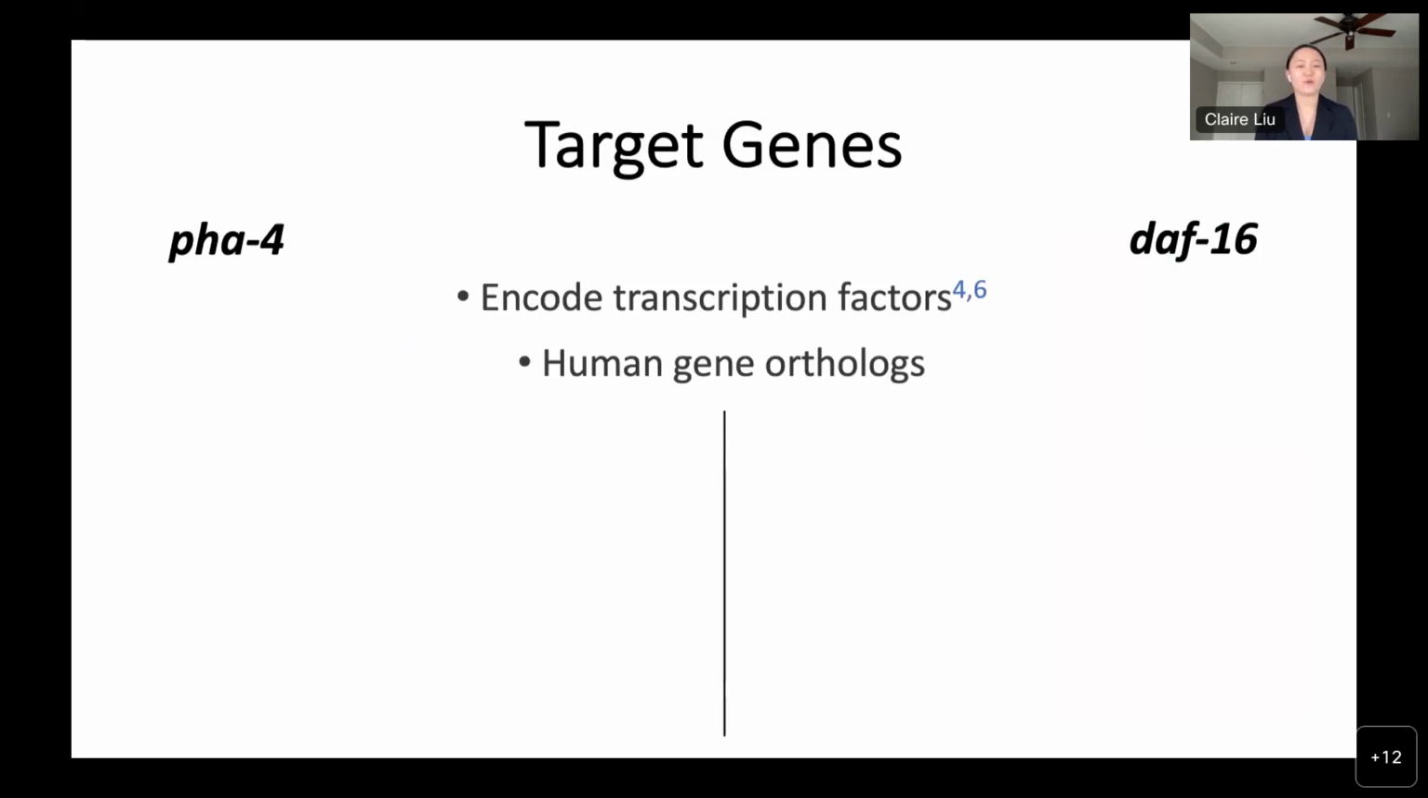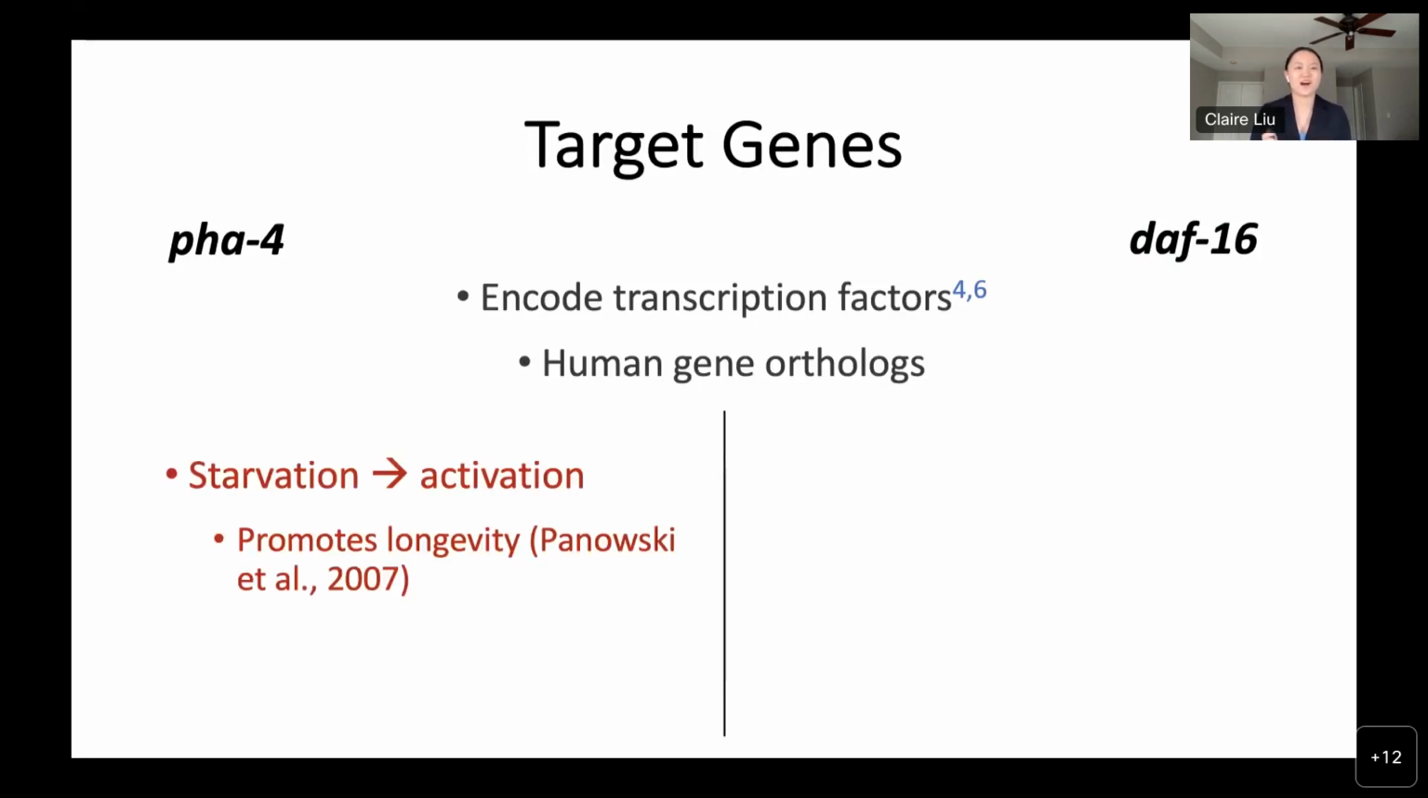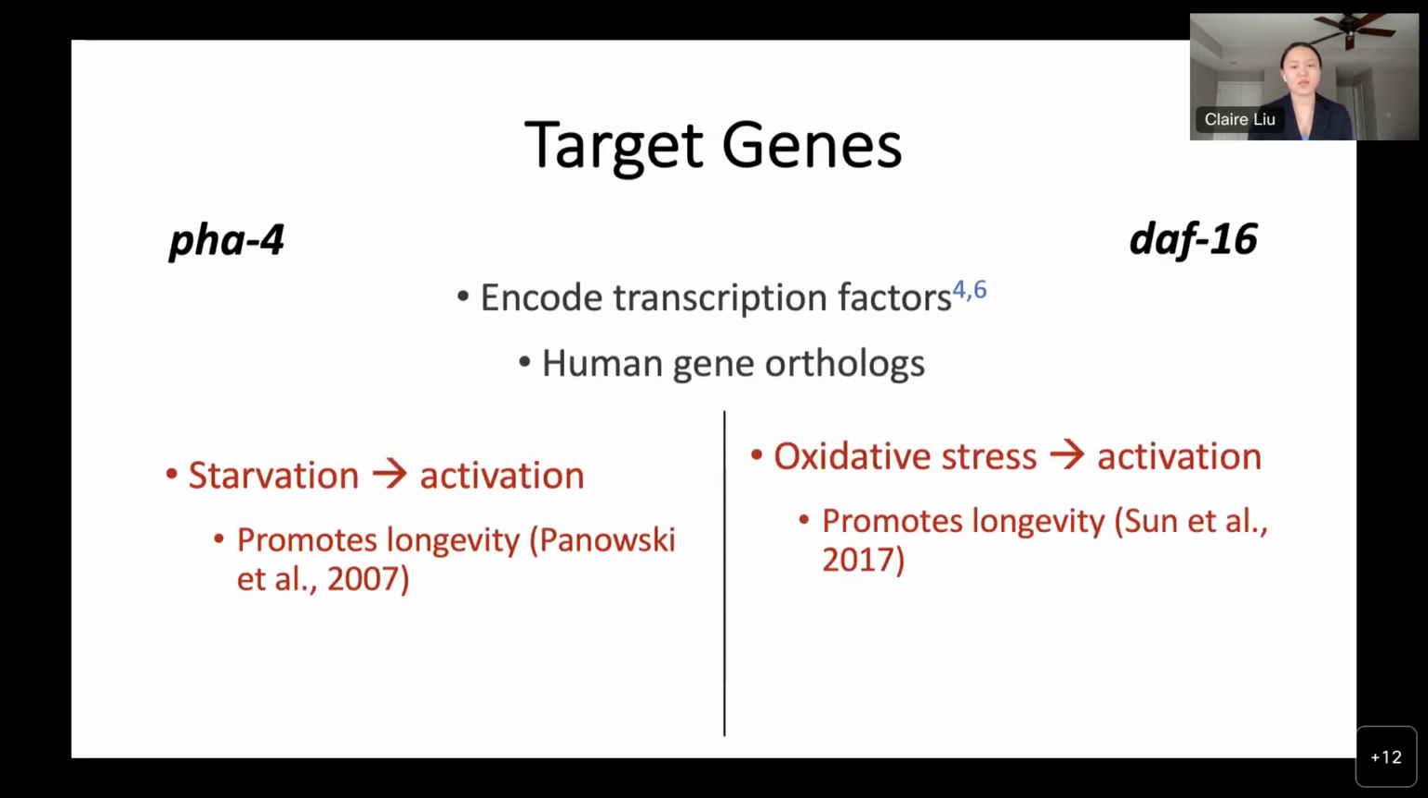So a little bit of background, both of these genes encode for transcription factors, which means that their proteins go on to regulate the activation of other genes. They're also both human gene orthologs, and that means that there are very similar versions of FA4 and DAV16 in us humans. In FA4, among its many functions, it promotes longevity, specifically under its activation in starvation in worms. Now, similarly, DAV16 also promotes longevity in its activation under oxidative stress. And it's also been shown to possibly regulate FA4.